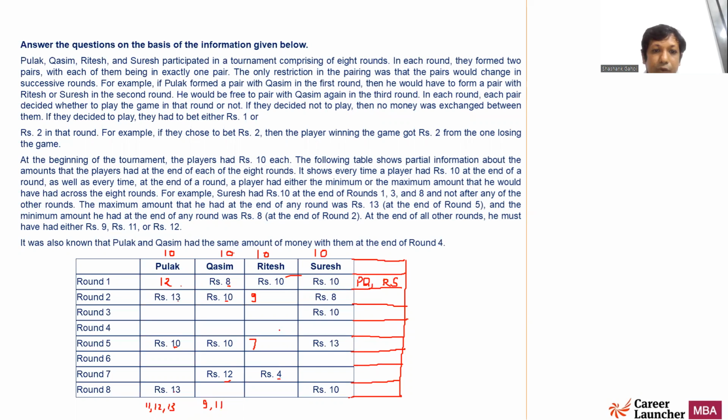So here minimum is 4, maximum is 10 itself. So the values that can be filled in can be 5, 6, 7, 8, 9, anything. Here the minimum is 8, maximum is 13. So I can have 9, 11 and 12. Okay. So this much I know, and here I have to fill 5, 6, 7, 8 and 9.